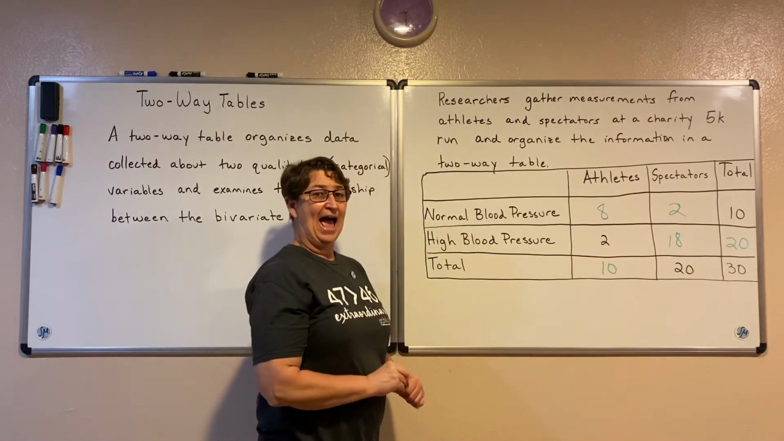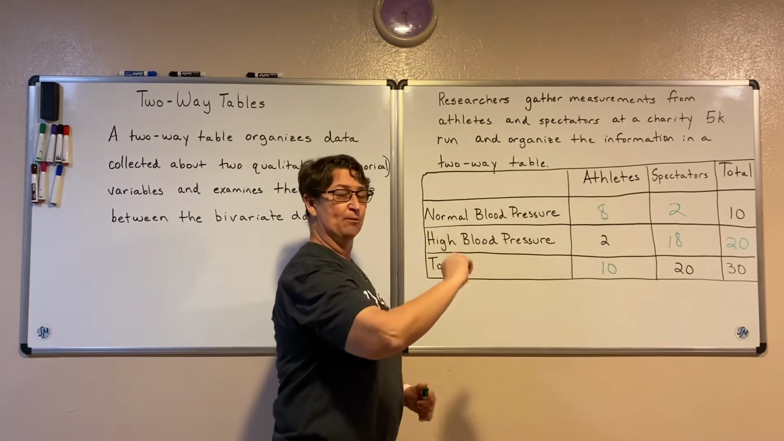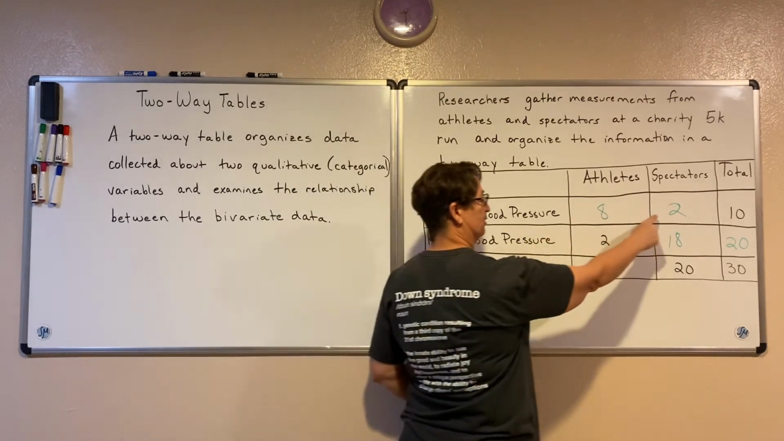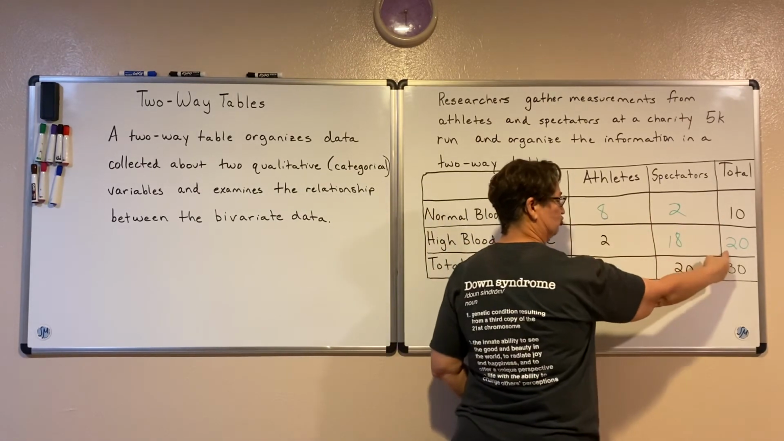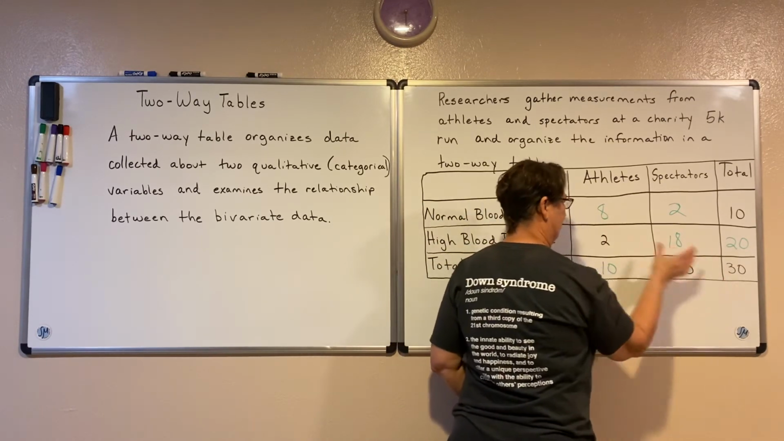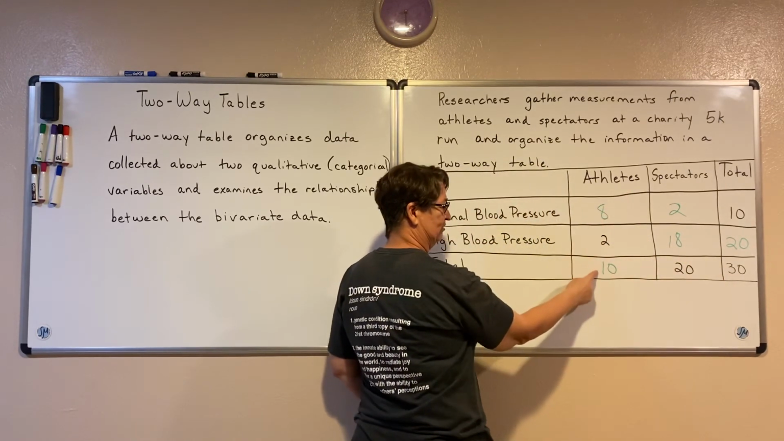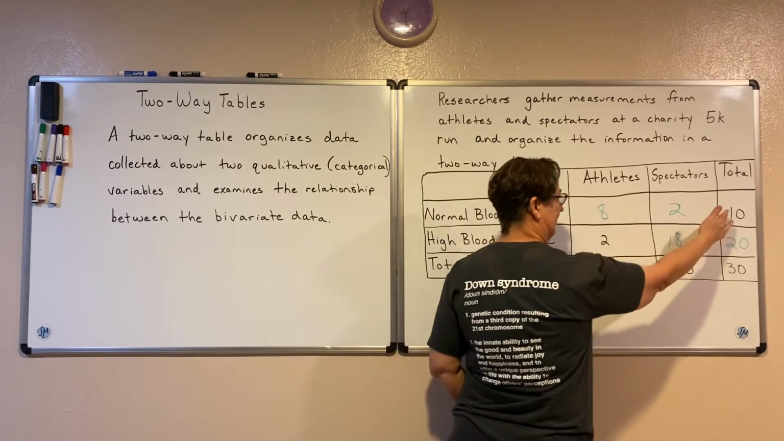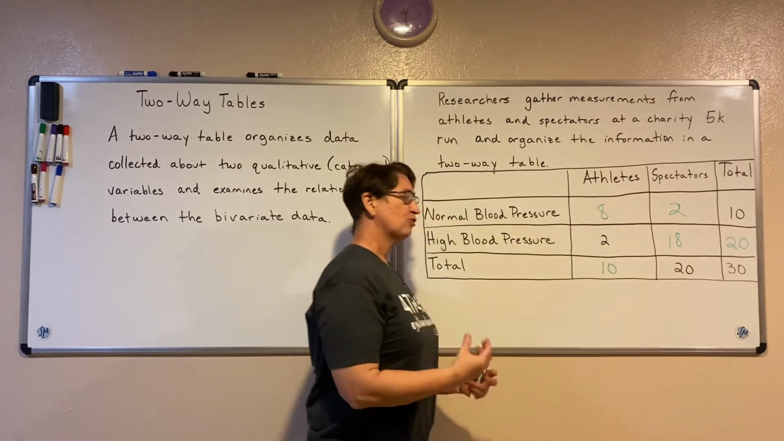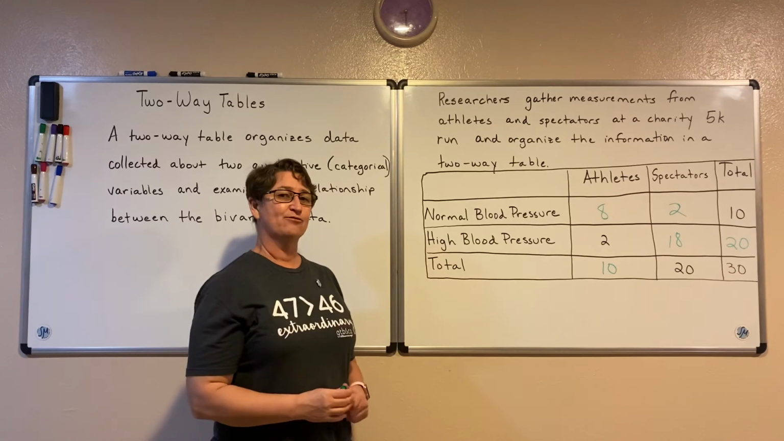Notice that I can add up my columns and add up my rows, and it all adds up. 8 plus 2 is 10, 2 plus 18 is 20, 10 plus 20 is 30. This direction, 8 plus 2 is 10, 2 plus 18 is 20, and 10 plus 20 is 30. So my columns and rows have to add up.